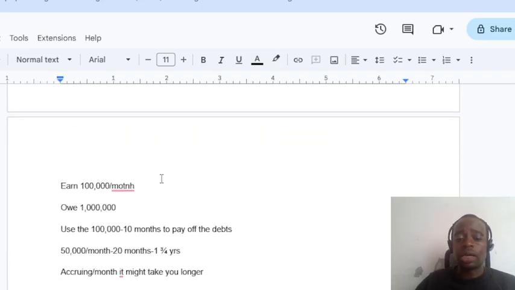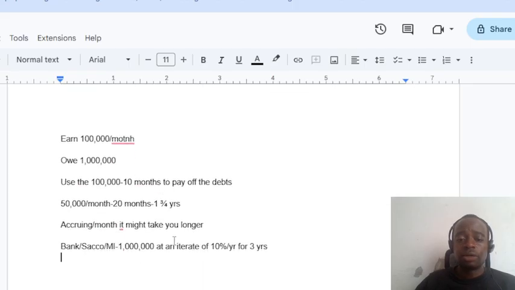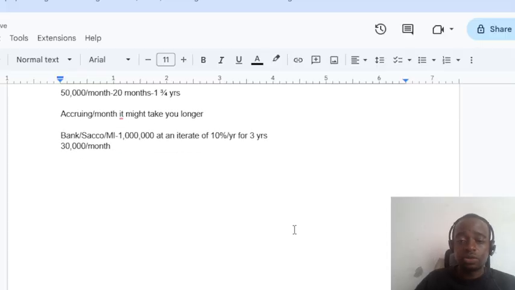And so I will have consolidated or merged all this debt into one single debt with one interest rate at a certain percent per year, and be able to pay it for 3 years. So for example, maybe the bank or the SACCO can tell you to be paying 30,000 per month for the 3 years. All right, so 30,000 per month for 3 years is, let's see how much it is.